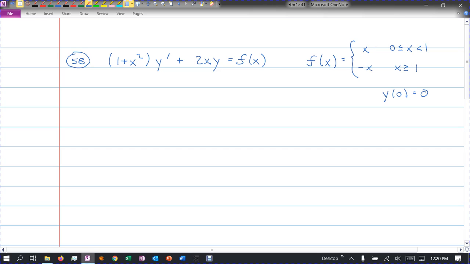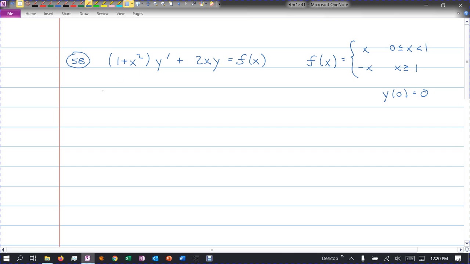All right, so we've got (1 plus x squared) y prime plus 2xy equals some function of x. That function of x is equal to x if x is between 0 and 1, not including 1, and negative x if x is bigger than or equal to 1, and my initial condition is y of 0 equals 0.